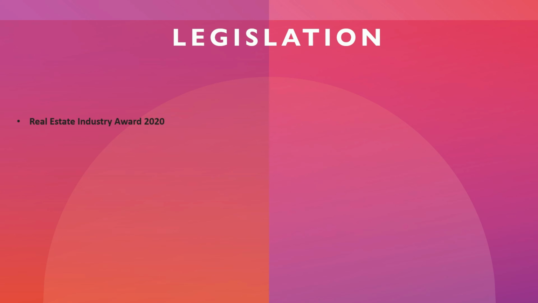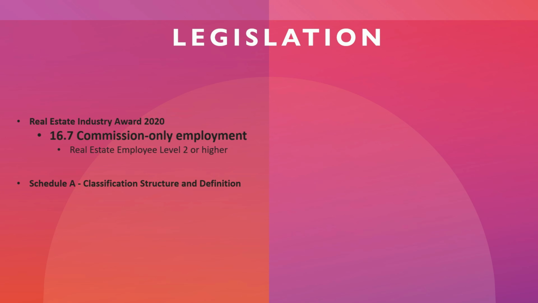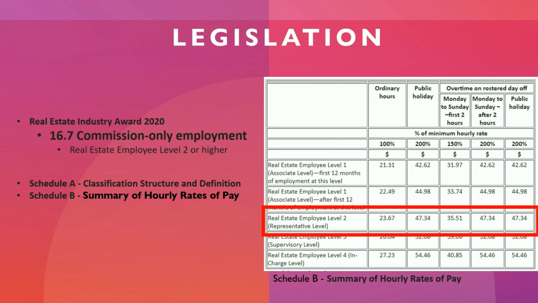There are strict legislative requirements when it comes to paying commission only to an employee. Firstly, the employee must be classified as at least a Level 2 employee. These classifications and definitions can be found in Schedule A of the Real Estate Industry Award 2020, and Schedule B, as displayed here, provides a summary of hourly rates of pay for the various classifications.